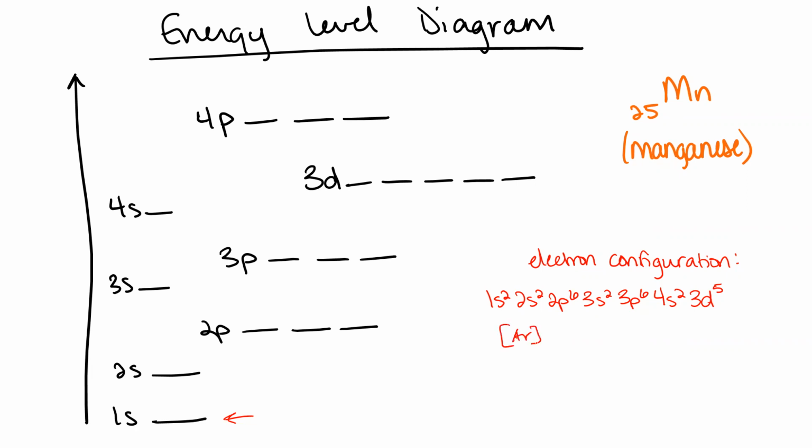We're going to put it in brackets, and then we're going to write out the last section of this. So it's just 4s2, 3d5. All right, so now we know what it looks like to write out the electron configuration. We know where the electrons are. We know what energy levels they're in. We know the order in which they fill.